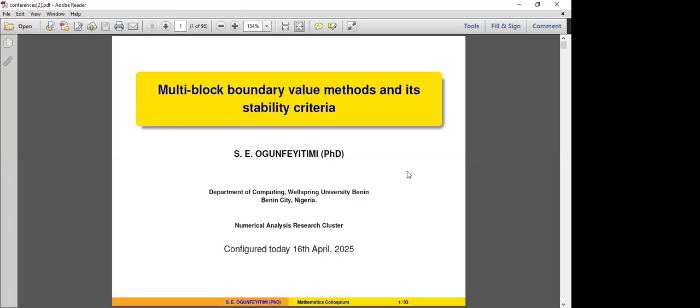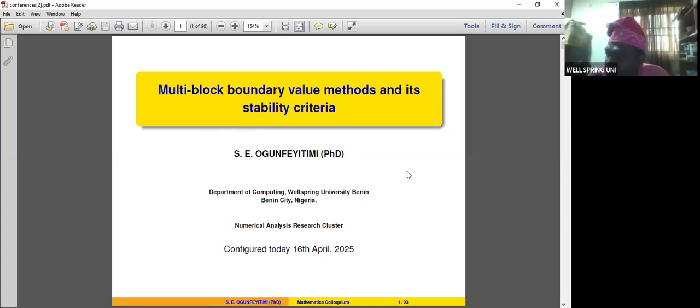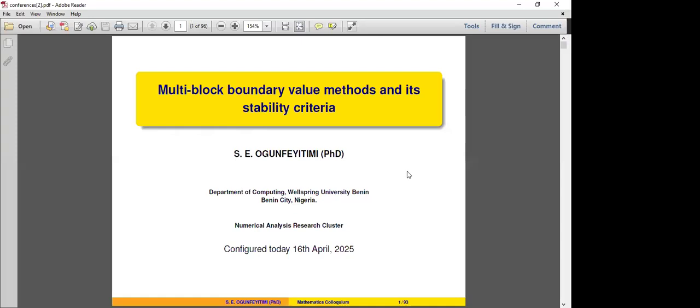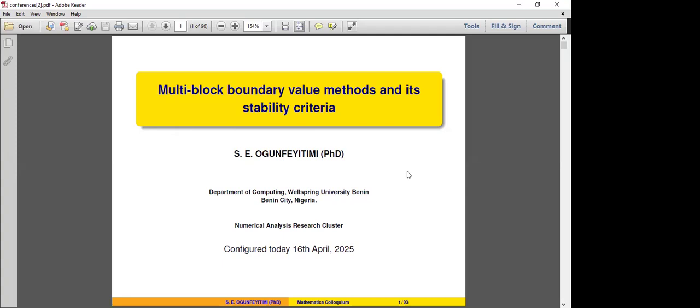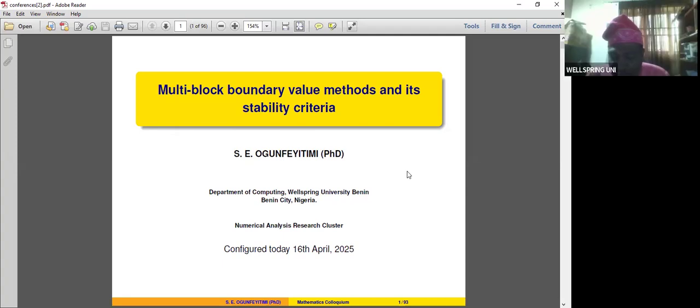Thank you, Doc. The lecture was quite insightful, but I want to ask, can you hear me, sir? I can hear you. What's the basic difference between multi-block initial value methods and multi-block boundary value methods? Are you saying the difference between the two? Basic difference between the two. Thank you so much, ma.